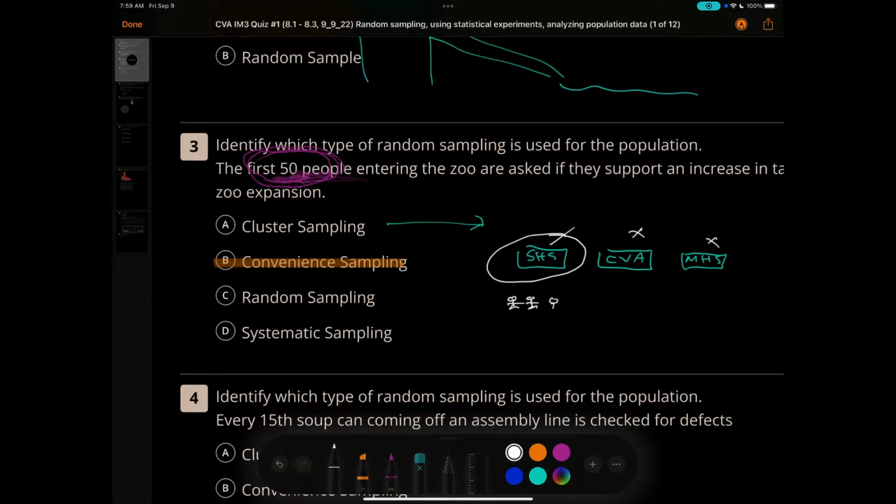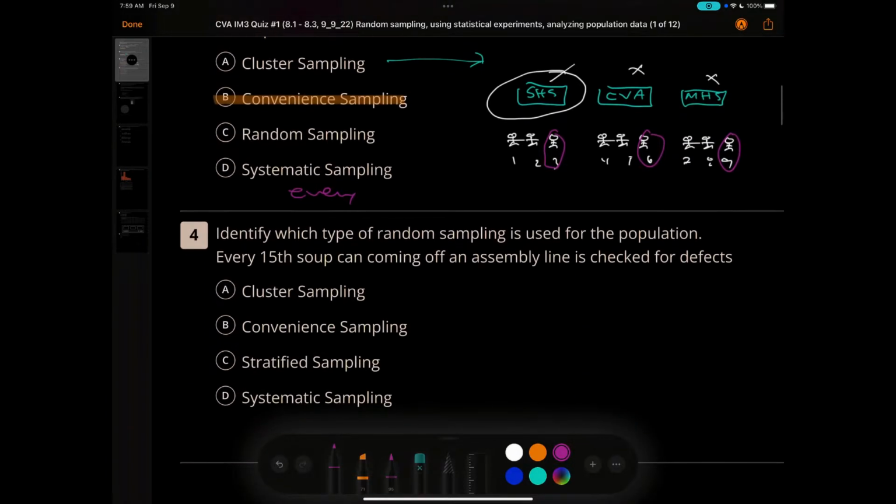Random sampling would have been, let's say I got some people in line here, and let's say I would have taken every third person. So every third person, 3, 6, 9, counted by threes. That's called systematic sampling. Systematic sampling. To make it fair, it would have been random sampling.